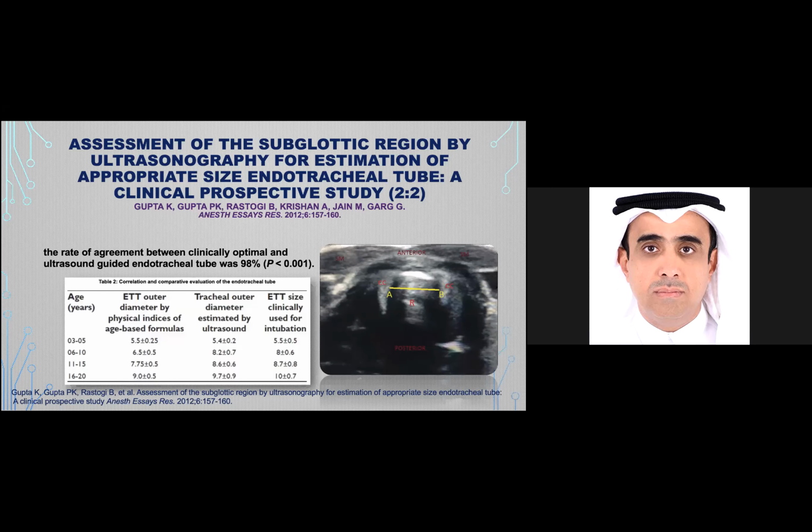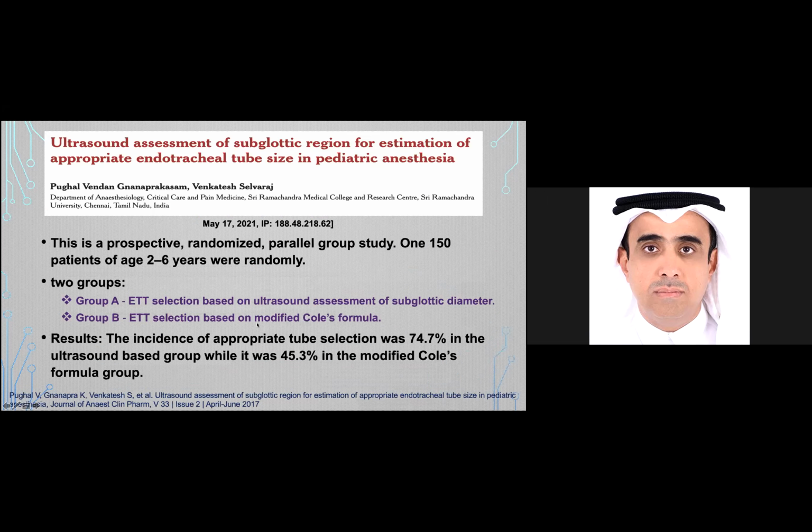We find that the ET tube size clinically used for intubation, estimated just by clinical judgment, is very close and very similar to the size estimated by the ultrasound diameter. When you go to the estimation by the formula based on age, we see it is a little bit farther away from the clinical estimation. So the ultrasound is very close to the clinical approach.